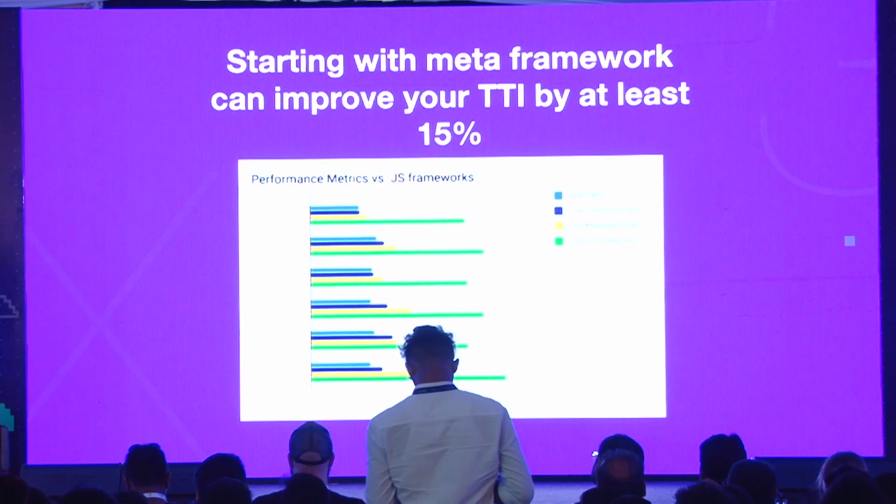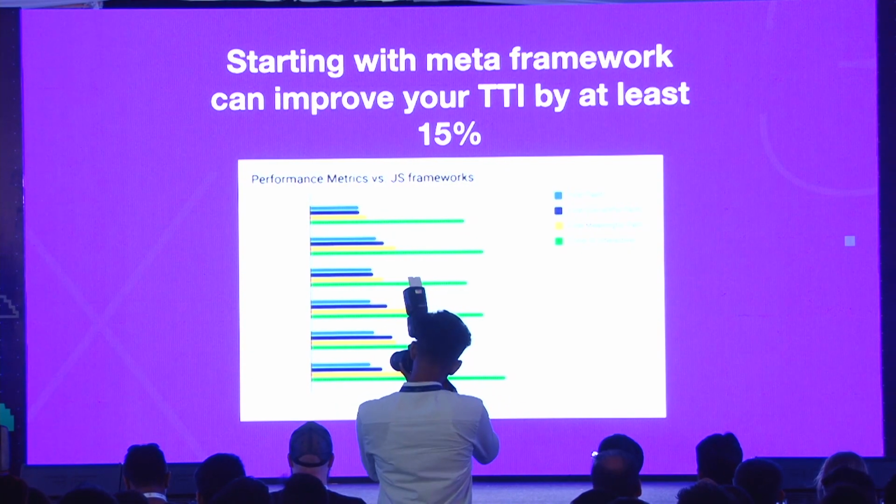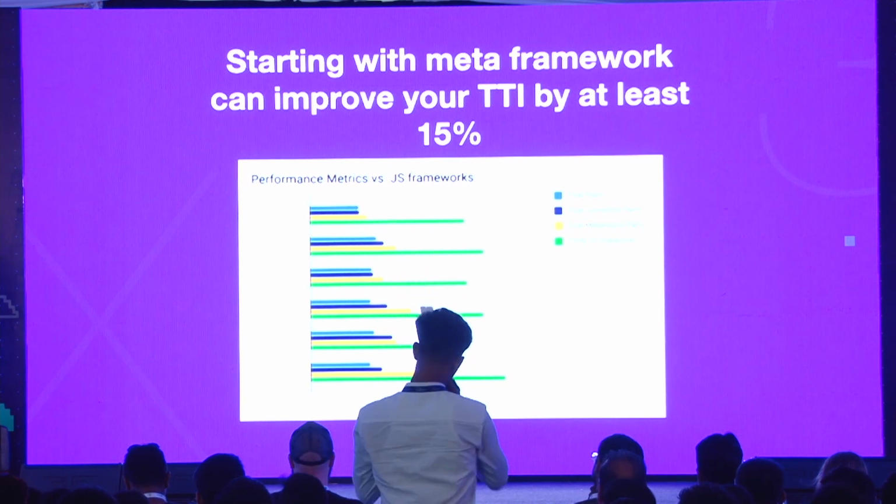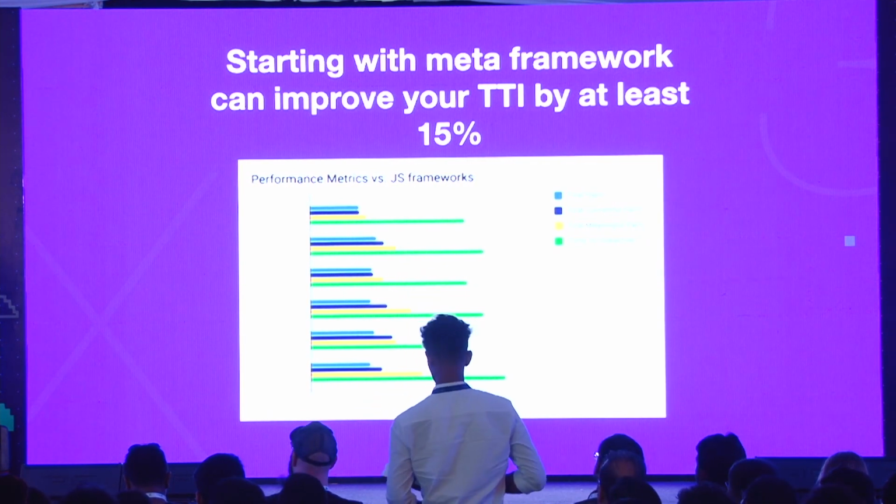The top data shows time to interactivity. The green bars are time to interactivity with a meta framework, and the bottom one is the average without a meta framework. These are taken by crawling a large number of websites through a lot of tools. I'm not completely sure which ones they are, but that's the data.